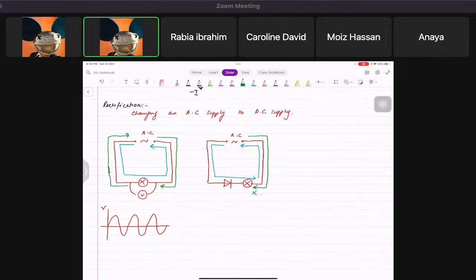So then what will happen is that only one direction current basically passes, and it happens so fast that on an average like this you get sort of a rectified DC supply. Do you guys understand this?